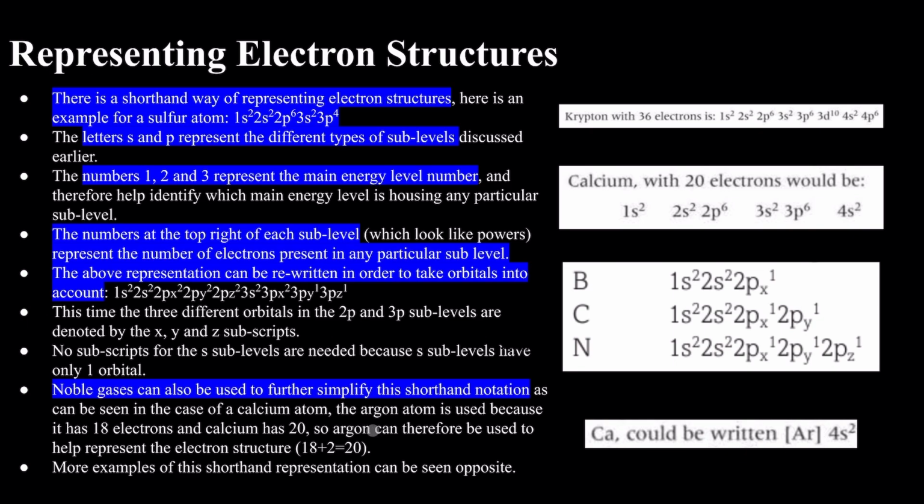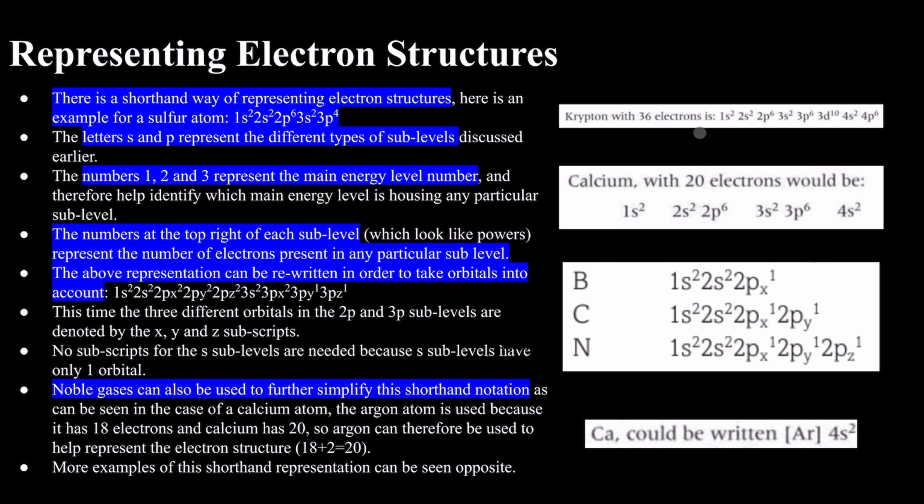The reason for that is, in this particular case, the argon atom is used because it has 18 electrons and calcium has 20 electrons. So argon can therefore be used to help represent the electron structure because 18 is less than 20. So 18 can make up for many of the electrons in the calcium atom without going over the 20 mark. We have the 4s2 here to represent the remaining 2 electrons that are not accounted for by the argon.